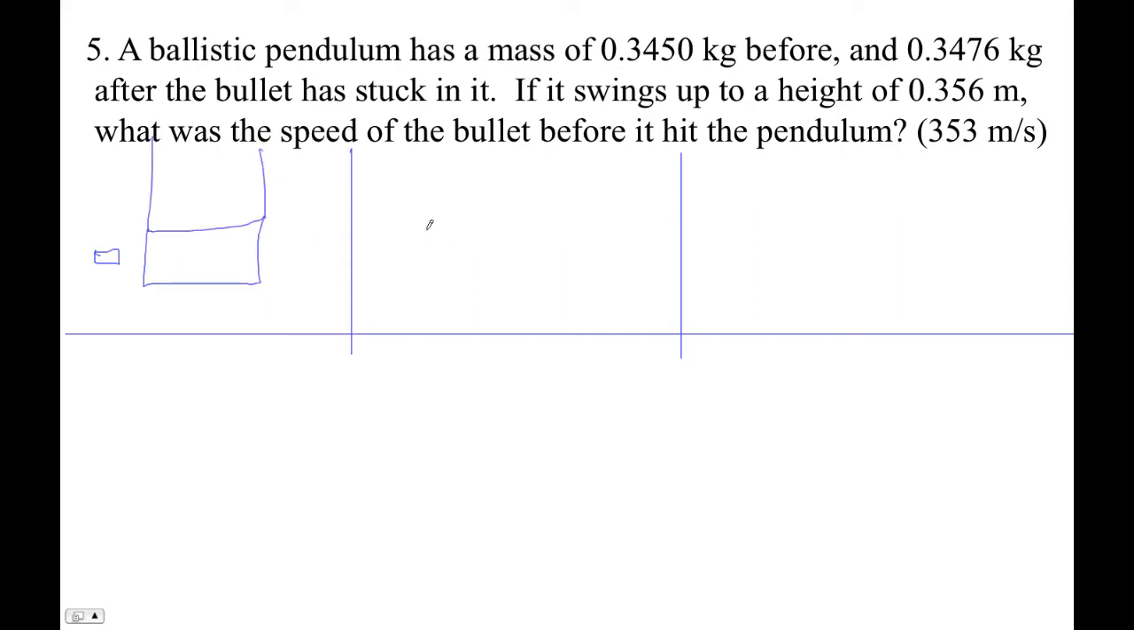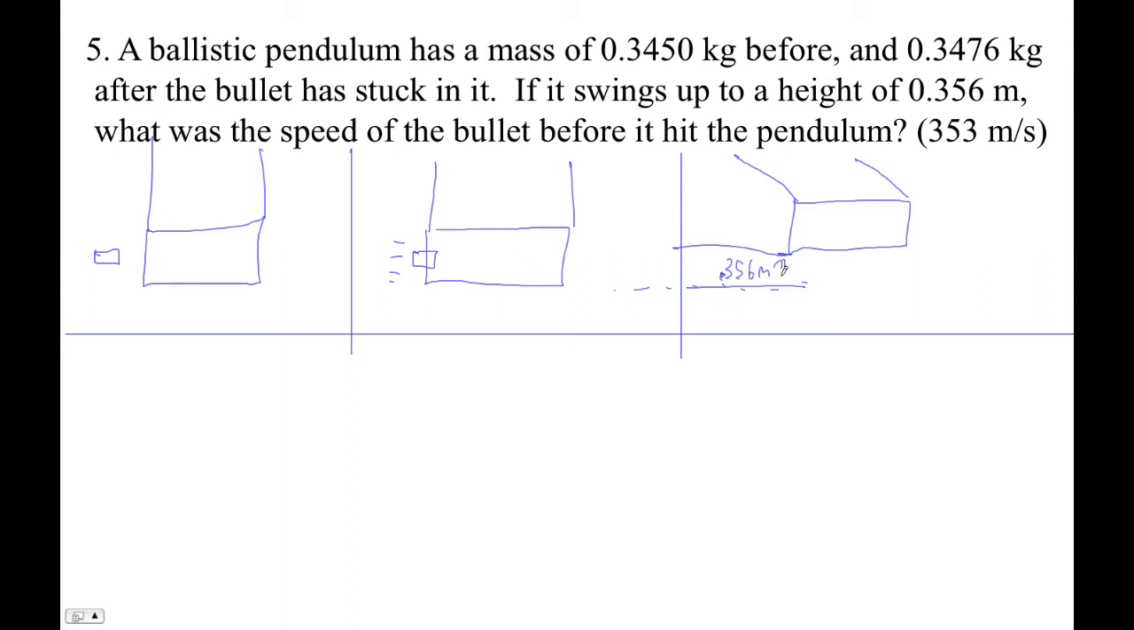In the next picture, the bullet has stuck in the block of wood, and they are moving at some speed, right? So from here to here, we're going to use momentum. And then in the final picture, this thing is going to have swung up to some height. It swings up like this. Whatever this is, there's some change in height here. Let's see, it swings up to 0.356 meters. That's the height that it swings to before it stops.